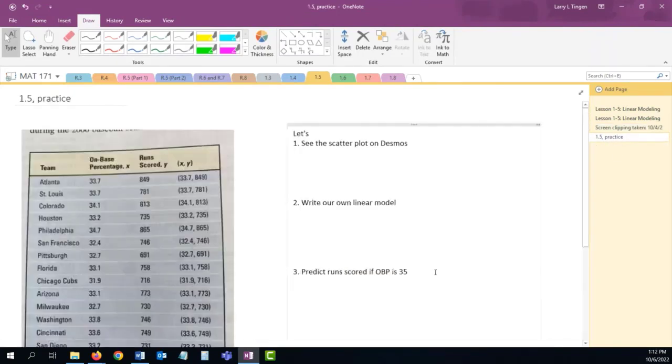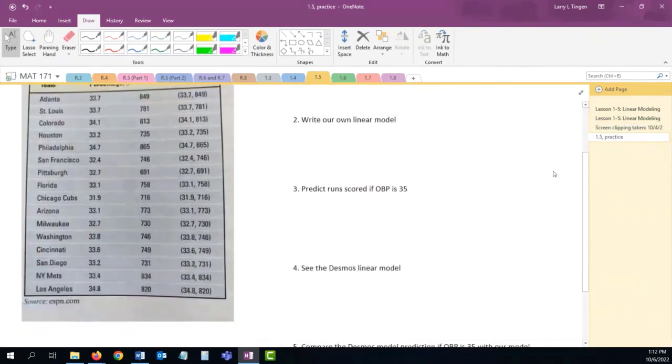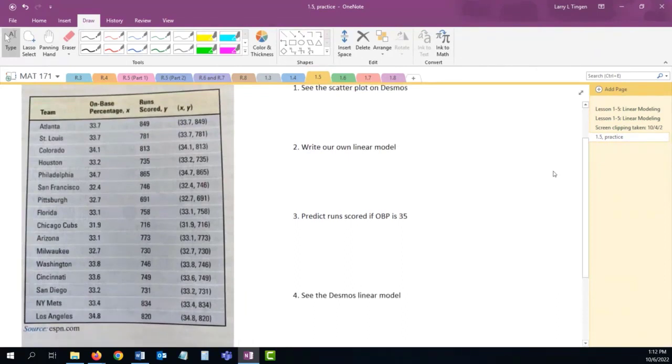I mentioned quickly in passing this page, which is page 3 of the old one of the notes that you have, which has on-base percentages and runs scored for teams in baseball. This is obviously not this year's data, this is from the textbook. And they've got them paired up, on-base percentage and runs scored.